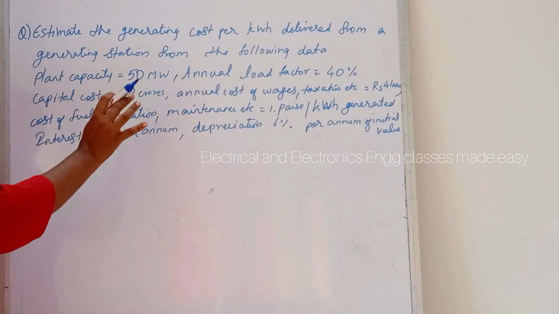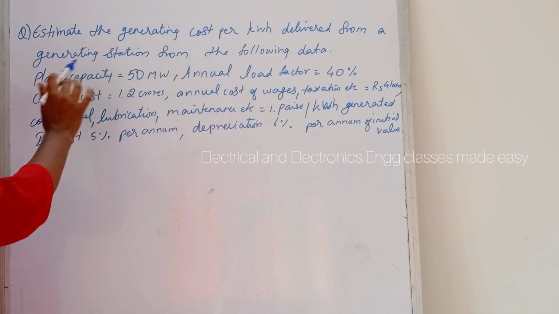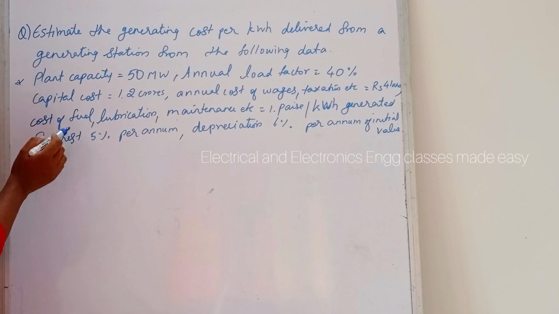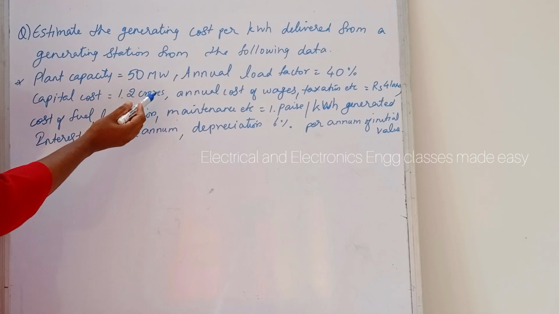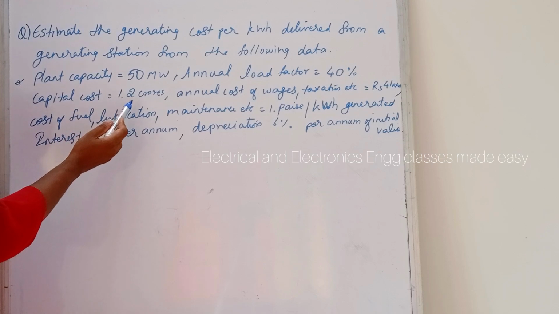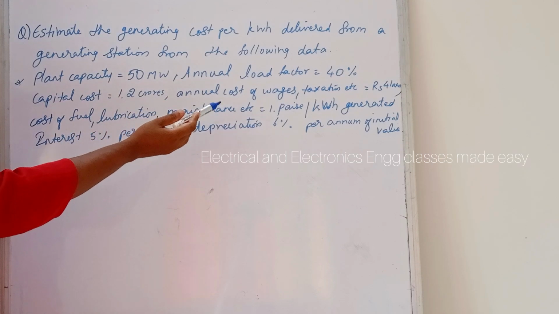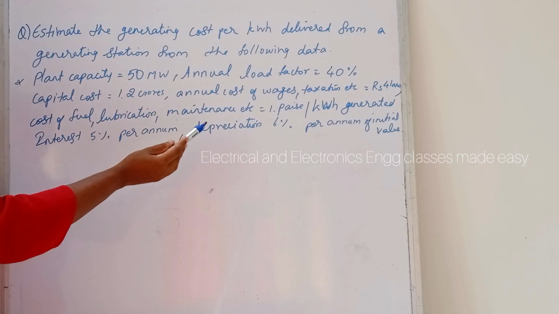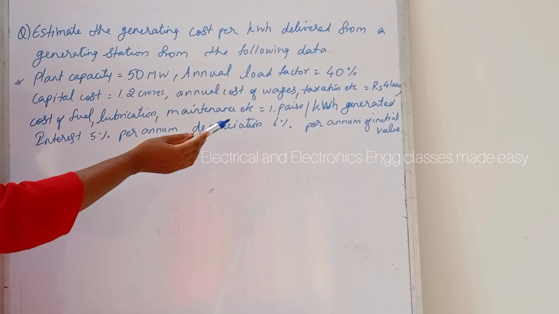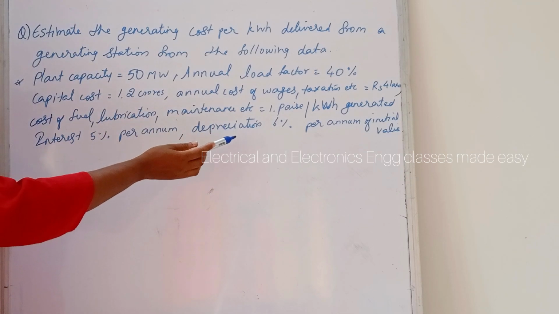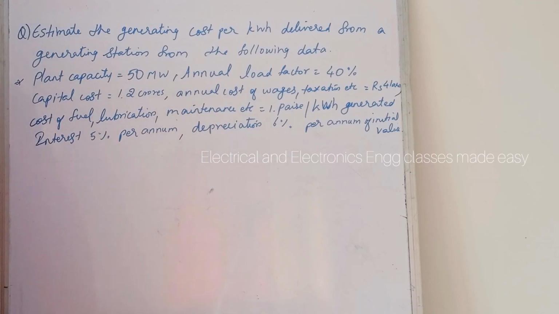Estimate the generating cost per kilowatt hour delivered from a generating station from the following data. Plant capacity is equal to 50 megawatt. Annual load factor is 40%. Capital cost is 1.2 crores. Annual cost of wage, taxation, etc. equal to rupees 4 lakhs. Cost of fuel, lubrication, maintenance, etc. equal to 1 paise per kilowatt hour generated. Then interest 5% per annum.